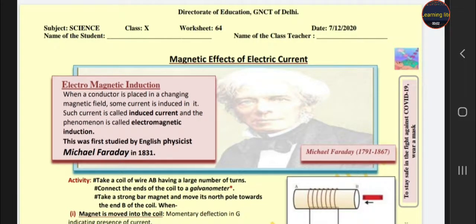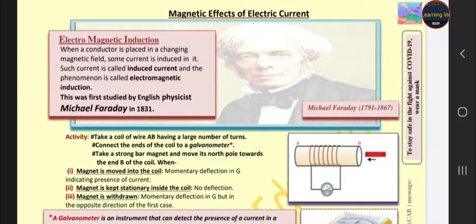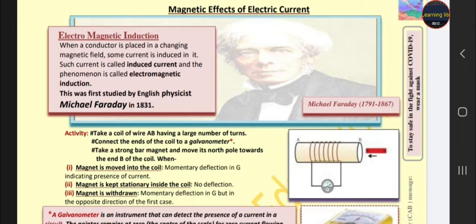Hello students, today we are here with our worksheet number 64, class 10 subject science, and today we discuss electromagnetic induction. What is electromagnetic induction?